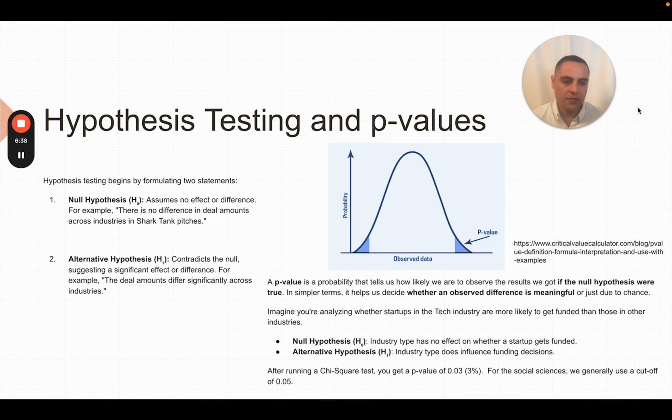For social sciences, we usually use the cutoff of 0.05. So in that case, we would reject the null hypothesis that industry type has no effect on whether a startup gets funded, and then suggest that the tech industry actually has a higher prevalence or higher likelihood of getting funded.